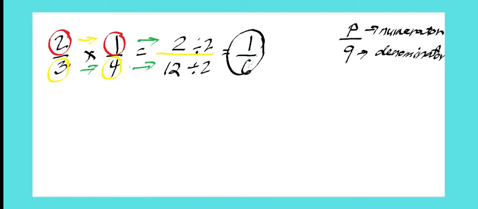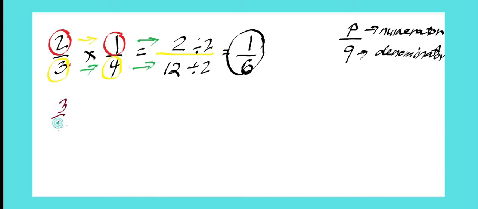1 over 6 is the answer that your teacher is looking for. Any answer that is not yet in the lowest term is not being accepted by your teacher. Your teacher is always looking for this lowest term. So it's very important that you know how to get the lowest term. All right? Is it clear?